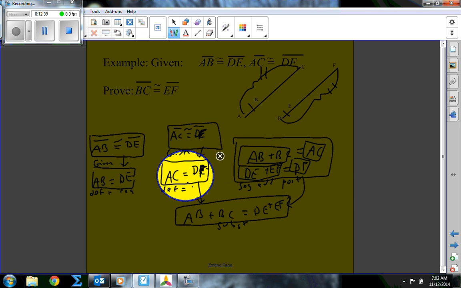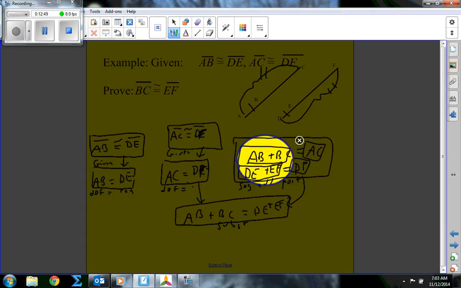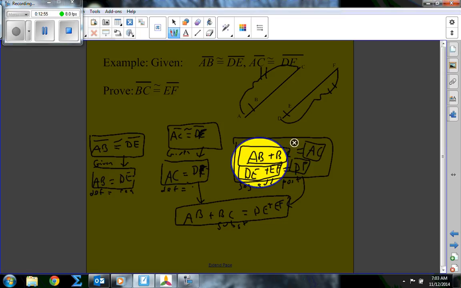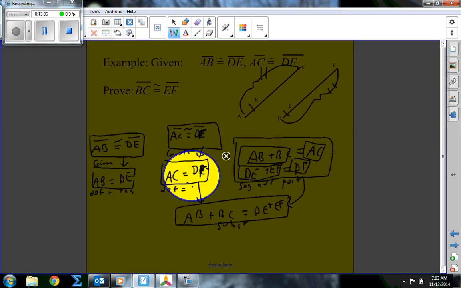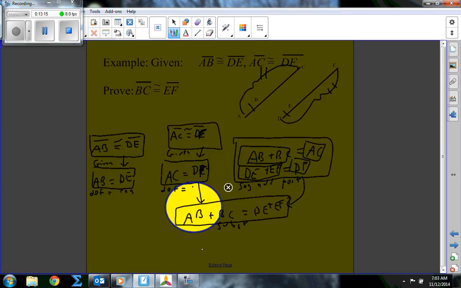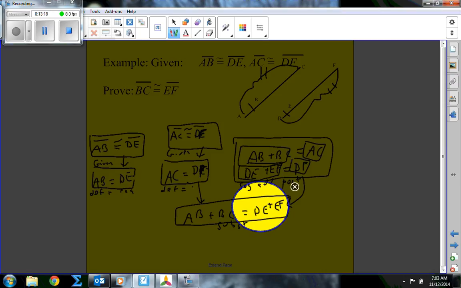Alright, I know that AC and DF are the same. That's what that says, even though it doesn't really look like it. That AC and DF are the same, and that was given information. So now if I look over here, I have AC and DF being equivalent to these two things. AC is the same as AB plus BC, and DF is the same thing as DE plus EF. So I'm going to replace AC with AB plus BC. I'm going to replace DF with DE plus EF. And that's how I get this statement: AB plus BC equals DE plus EF. And that replacement is called substitution.